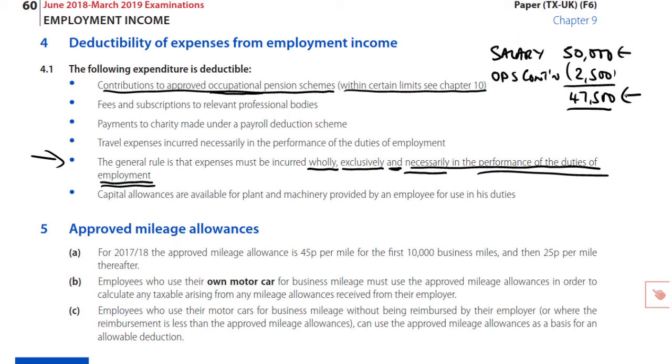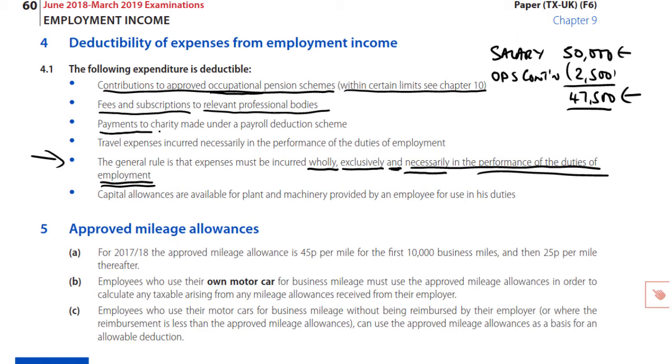What else might we see? Again, regular fees and subscriptions paid to relevant professional bodies. One day you will be making your professional subscription to the ACCA, and that, if incurred by you, will be an allowable deduction against the employment income, presuming that what you do is an accounting role of some description. So if this subscription that you make to the professional body is relevant to the job that you do, then that is an allowable deduction against that employment.